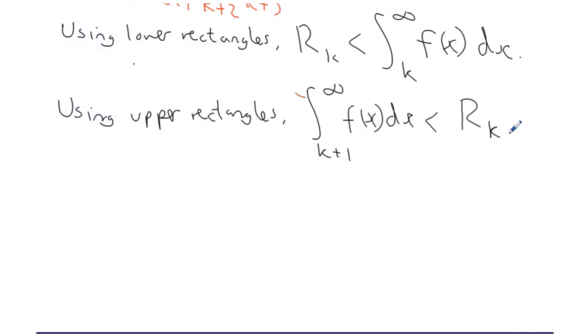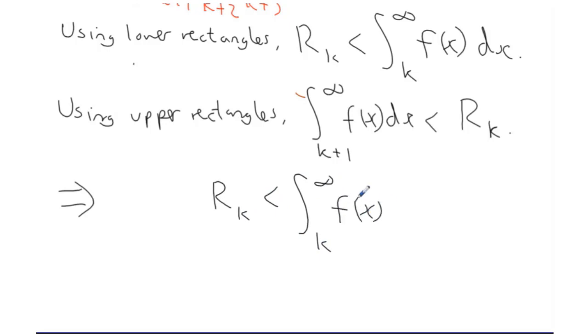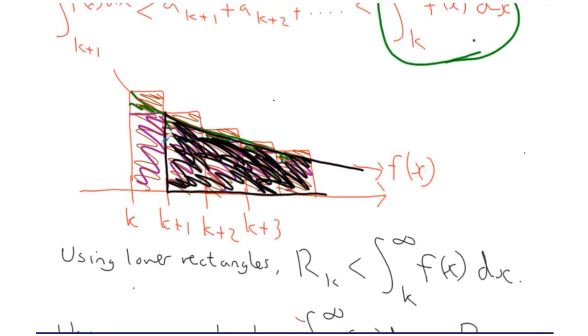So if we put that together, that tells us that R_k is less than the integral from x equals k to infinity of f(x) dx, and it is greater than the integral from x equals k plus 1 to infinity of f(x) dx. Now, if you're wondering, well, we could have compared this upper rectangle bit, we could have taken the integral from k and it still would have been underneath, and we could have done something similar for the other one. Yes, you can, but I've obviously zoomed in so much.